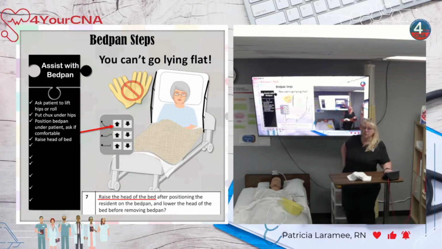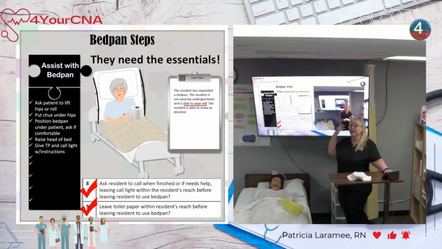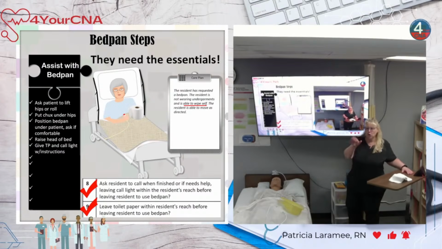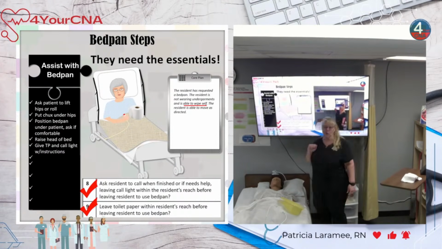Good? So putting the bedpan under the patient is step 1. Taking it out is going to be step 2. Now, before we walk away from this patient, though, remember our care plan said that they're able to wipe themselves? Well, that means they have to have the resources to do so.